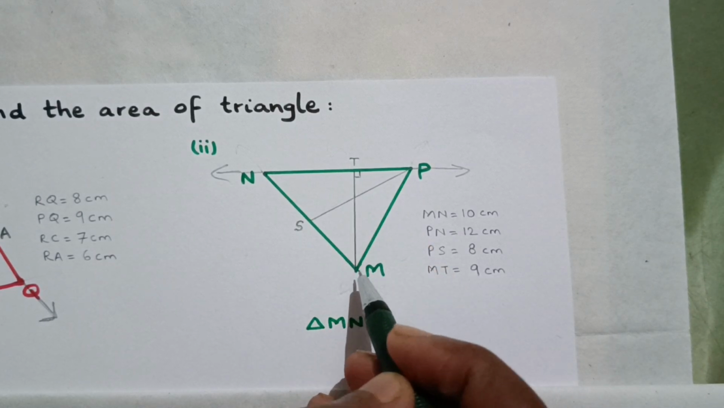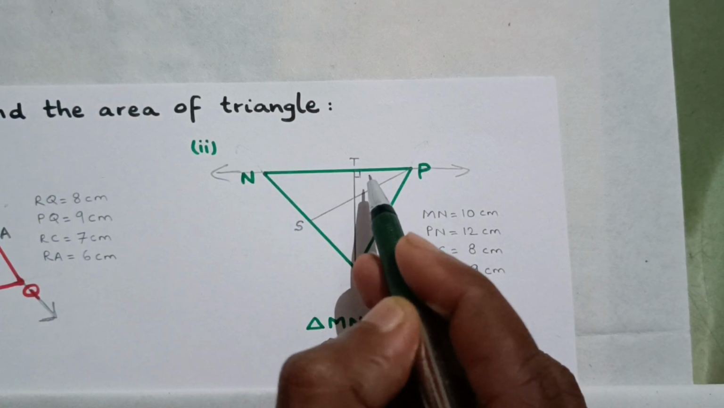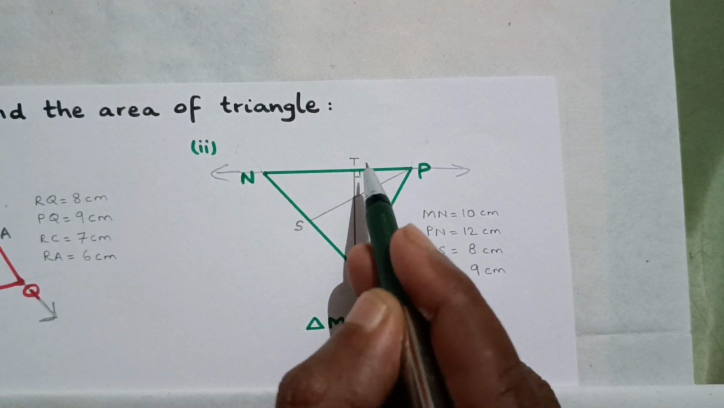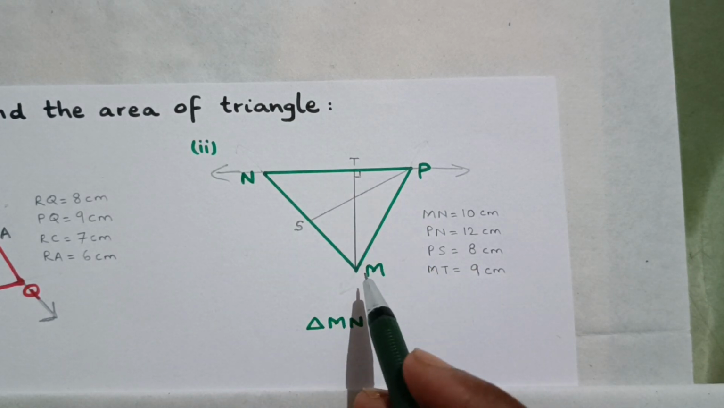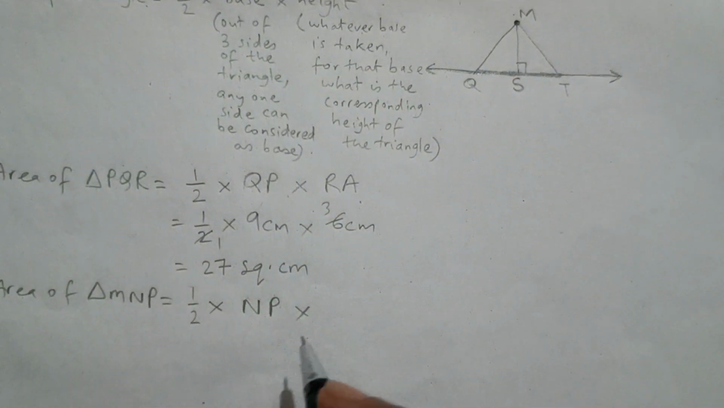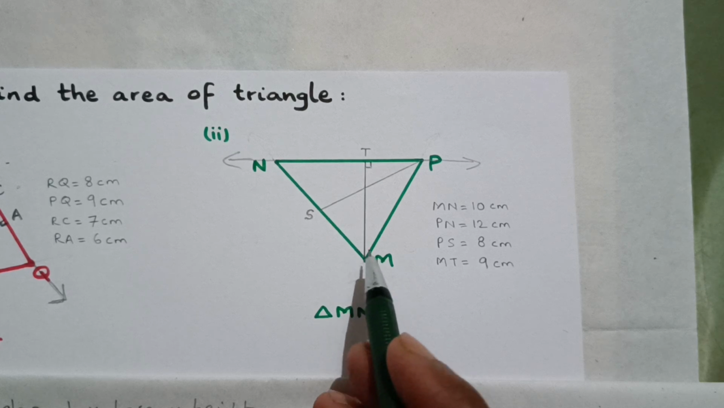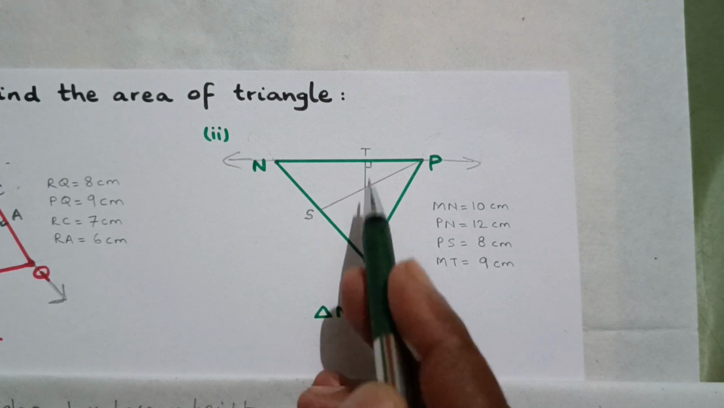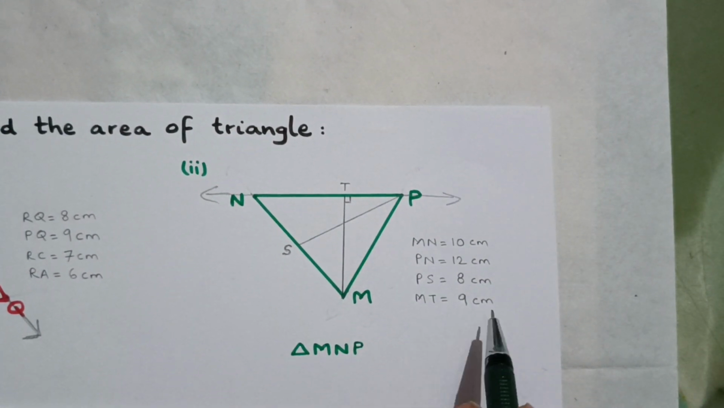MT is the line segment which starts from M, which is the opposite vertex, and it meets NP at point T at 90 degrees. So MT is perpendicular to NP. So MT is the corresponding height for the base NP, because it starts from the opposite vertex M and it is perpendicular to NP. Now is the measure of MT given to us? Yes, MT is 9 centimeter.